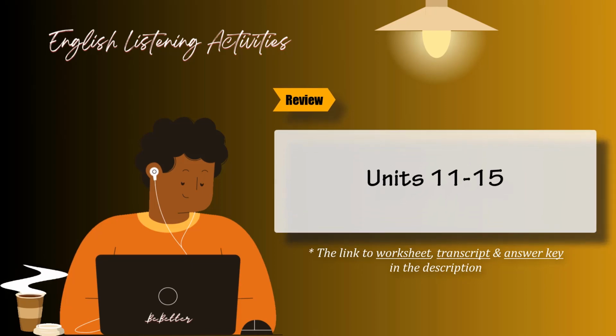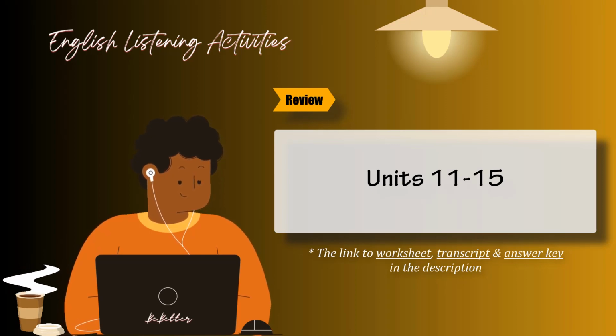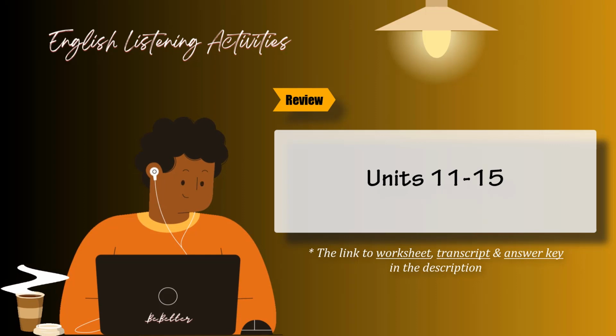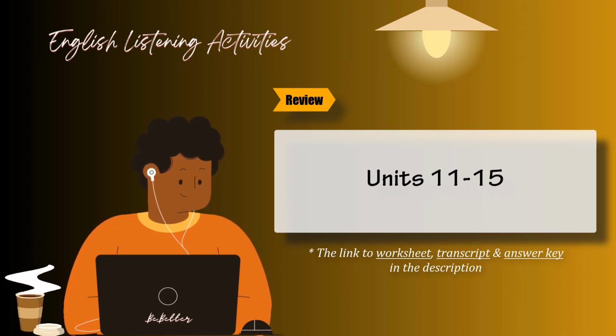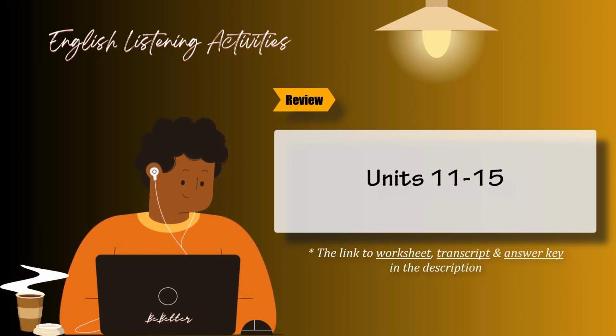Review. Units 11 through 15. Task 1. Listen to the conversations and number the posters 1 through 4. Does the person accept or decline the invitation? Listen again and circle accept or decline.